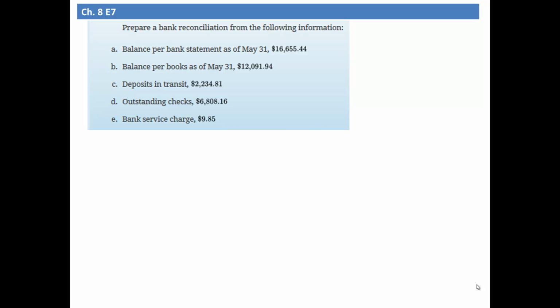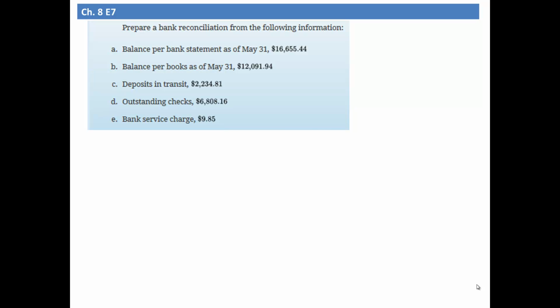The two things that you want to remember that always affect the bank statement are outstanding checks and deposits in transit, and everything else is always going to affect the checkbook. So it's a matter of asking yourself, who knows about this transaction first? Does the checkbook receive the information first, or does the bank receive the information first?